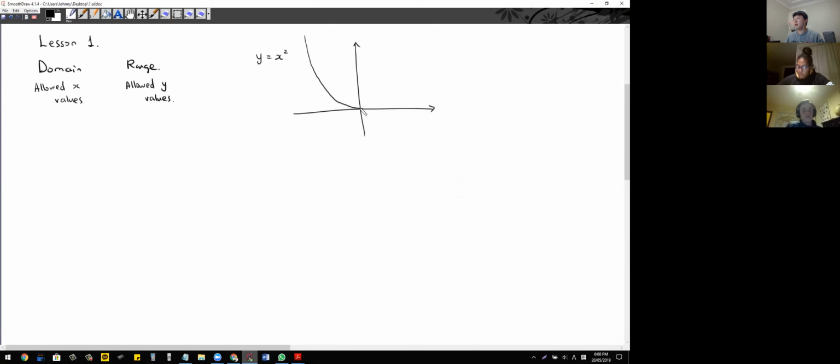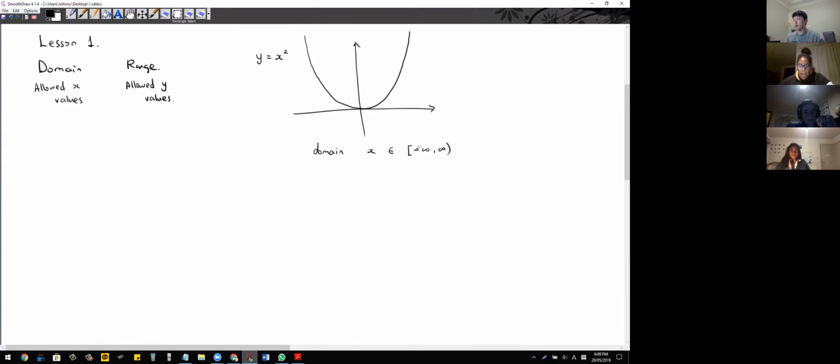So y equals x squared. This is the most basic form of quadratic equation. So this is the graph, and the domain is x. We write it like this: x is an element of this set, negative infinity to infinity. So there must be a bracket like this. This symbol here, you should write it down. This symbol means element of.